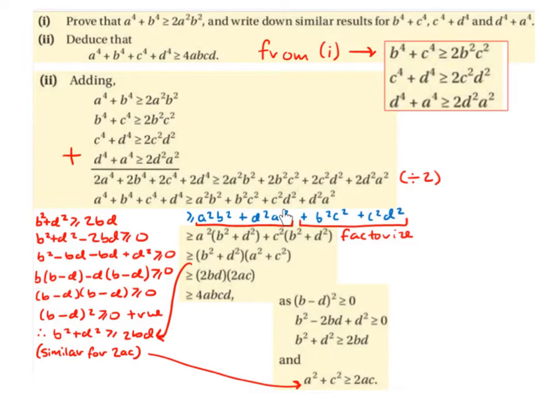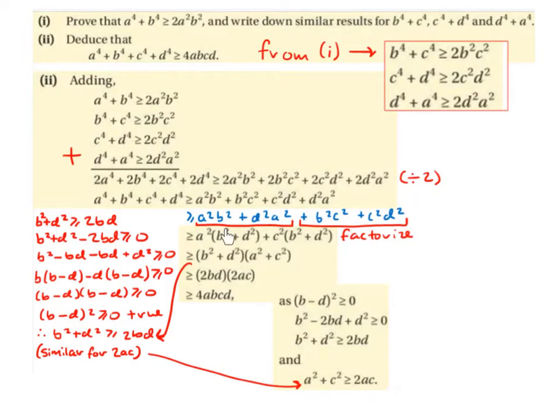I'm going to factorize these first two terms. So I've got a squared as my highest common factor. A squared into a squared b squared leaves me with b squared. A squared into d squared a squared leaves me with d squared. Then I'm going to factorize my second two terms. C squared into b squared c squared leaves me with b squared. C squared into c squared d squared leaves me with d squared.